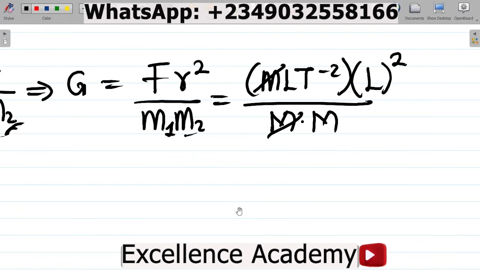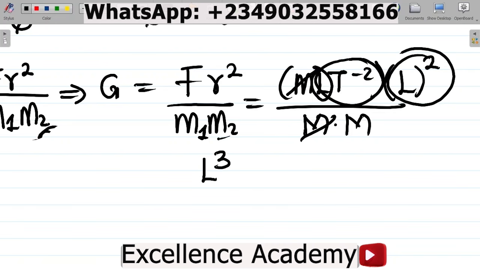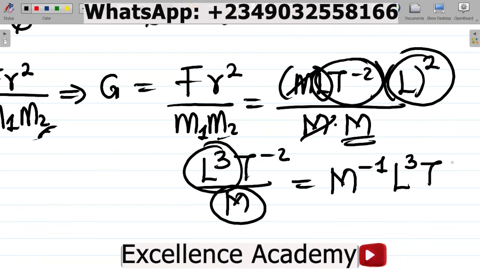All right. If this cancels out, you're left with L times L squared. That gives you L cubed. Then you have T to power minus 2 all over, you're left with M here. So all over M. Expressing all of this in index form, this M is a denominator, so it becomes M to power minus 1. Next you have L cubed. Then T to power minus 2.